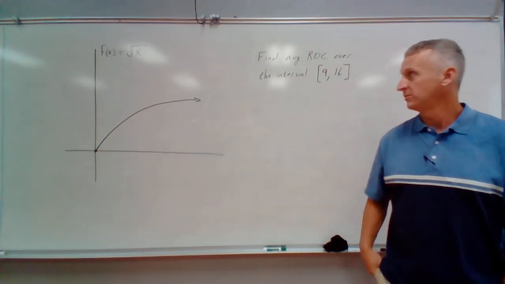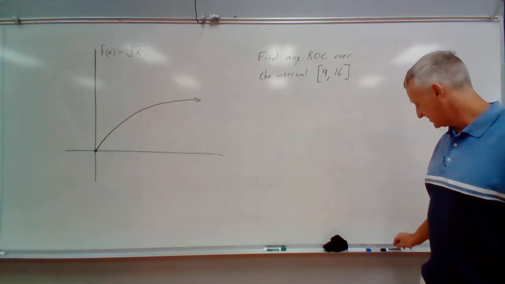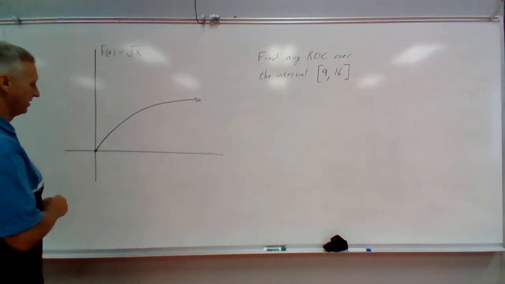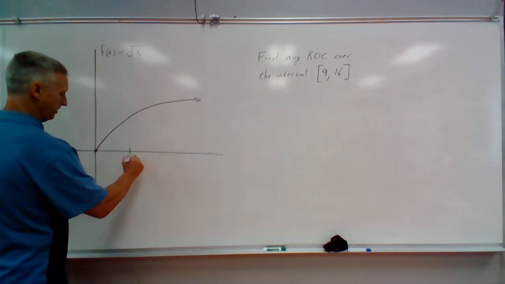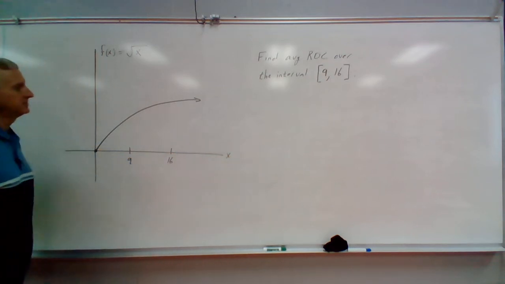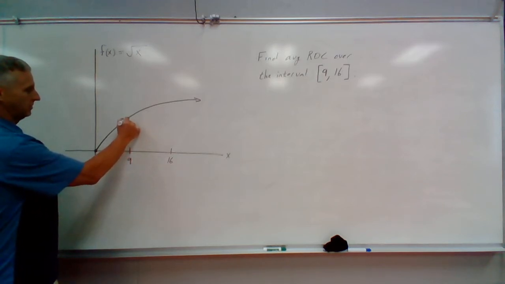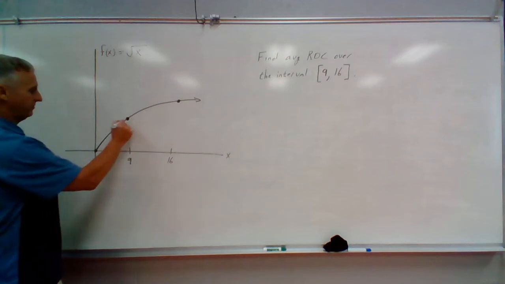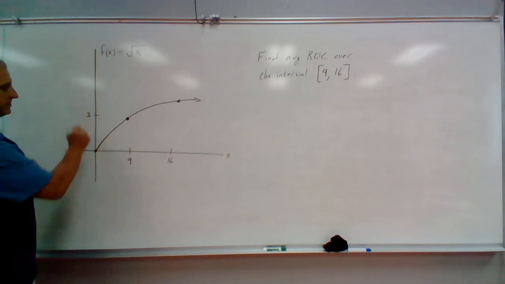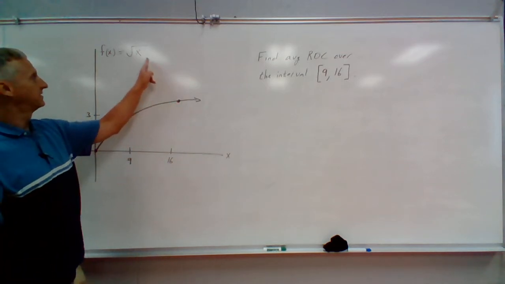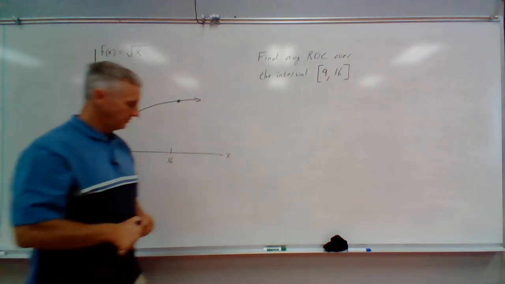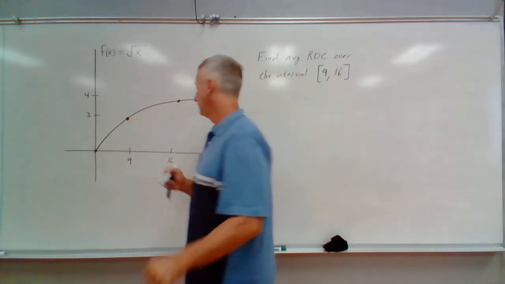Okay, let's try an example with a different function. This time we'll use the square root of x. We want to find the average rate of change over the interval from 9 to 16. So x equals 9 and x equals 16 are my x values. If I plug 9 into this function, the square root of 9 would be 3. If I plug 16 into that function, the square root of 16 would be 4. Okay. I want to draw the secant line.